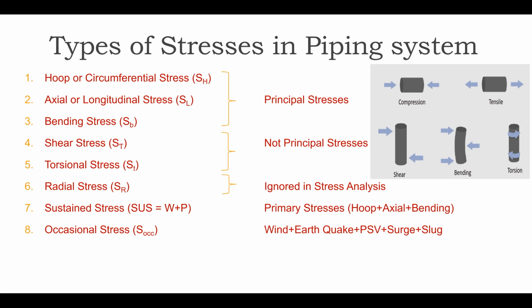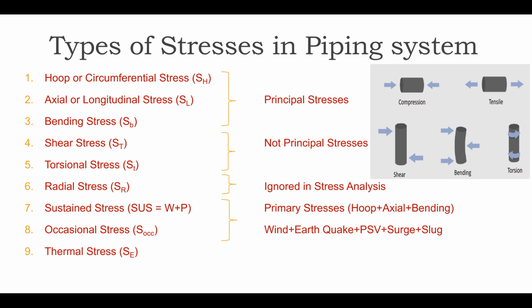Occasional stresses. Occasional stresses act occasionally on the piping system, like wind, earthquake, PSV reaction forces due to PSV pop-up, surge forces and slug forces. Occasional stresses are also considered under primary stresses.